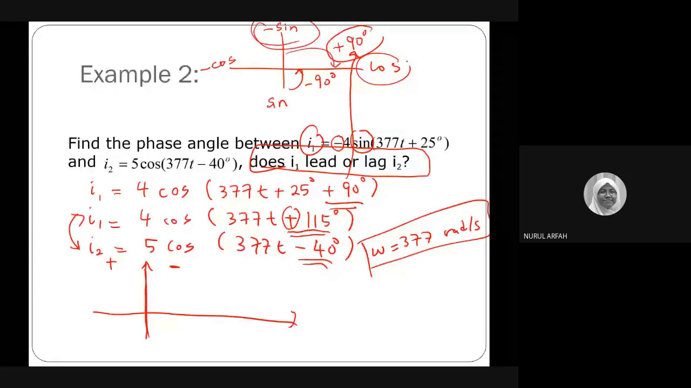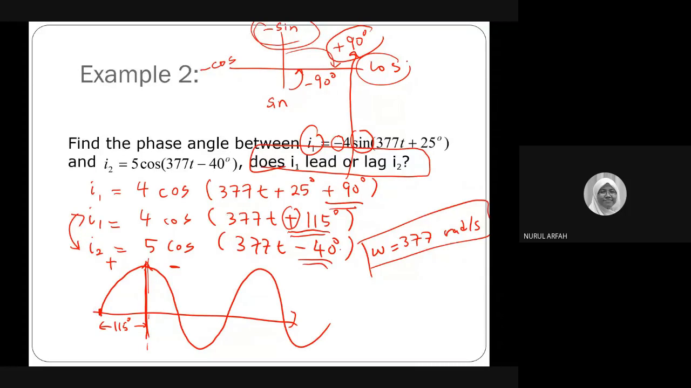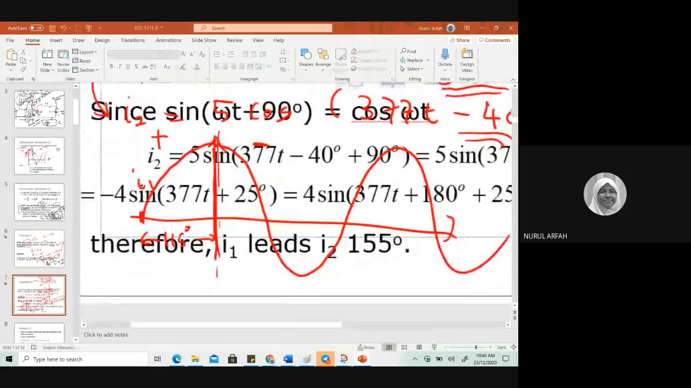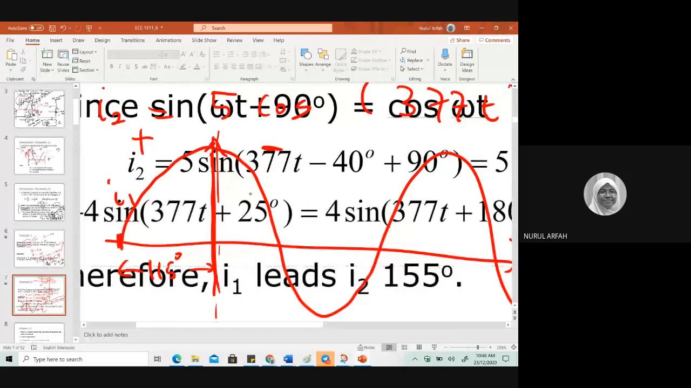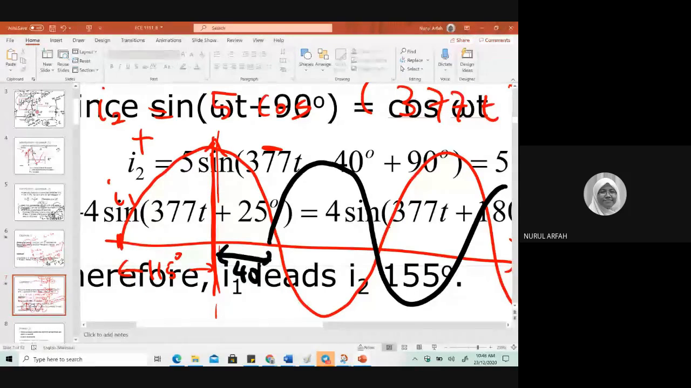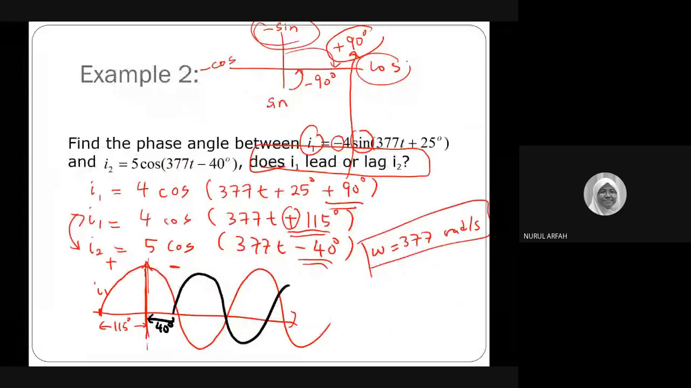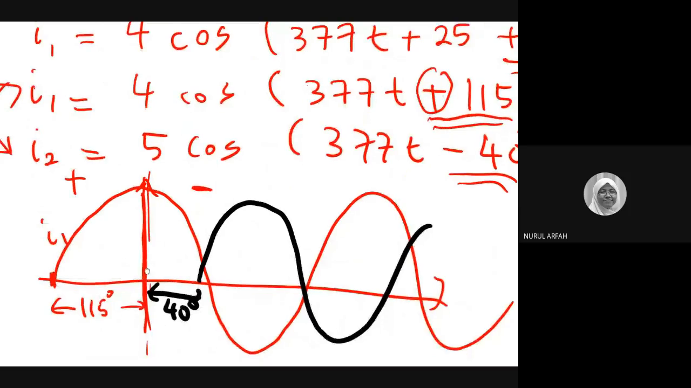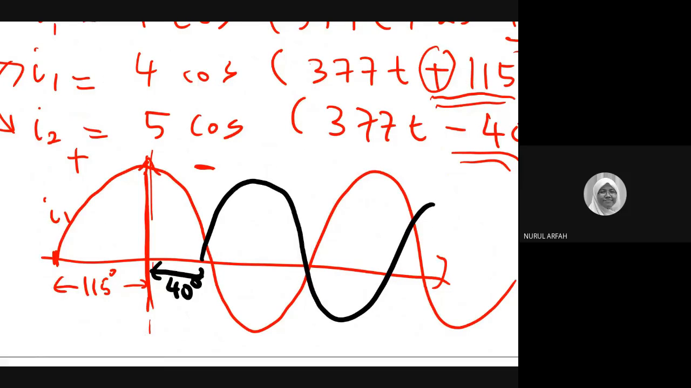So how to draw this? The I1 should start from here, maybe somewhere. You just draw it, and this is a plus 115. So start from here, a plus 115. What about 40? I draw with a different color. Something like this, and this is 40. You cannot see here because I'm going to zoom in. This is 40 degree from this 0 pi. And the black color signal here is your I2.